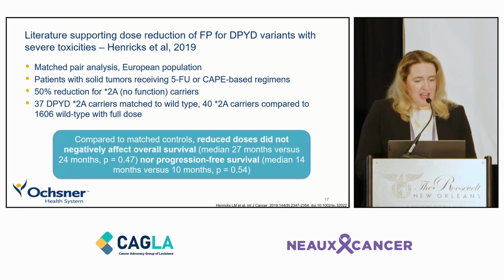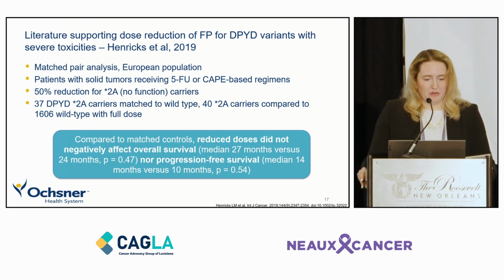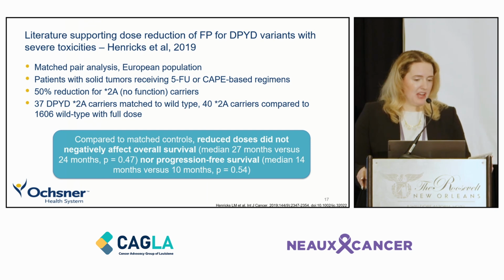So this study here by Henriks et al., this was a matched pair analysis. This one took patients who were STAR2A carriers and matched them to wild-type patients who had similar baseline demographics. And when they looked at these, there were about 37 patients that were able to successfully match. And what they found is that the overall survival and progression-free survival were not negatively impacted by the 50% dose reduction, and this was found to be statistically significant.